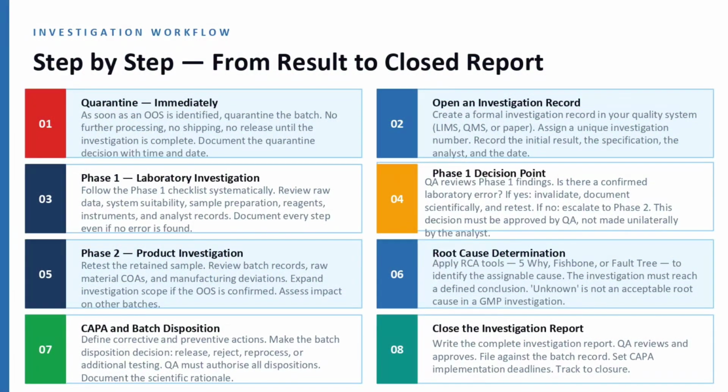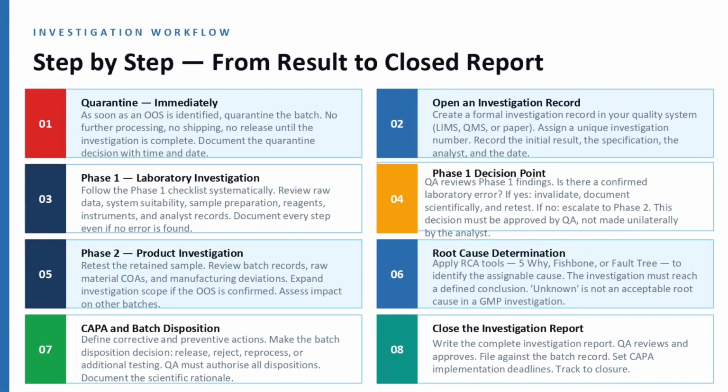Let me now walk you through the complete 8-step investigation workflow. Step 1. Quarantine immediately. The moment an OOS result is identified, quarantine the batch. No further processing. No shipping. No release. Document the quarantine decision with the time and date and the name of the person who made the decision. Step 2. Open an investigation record.